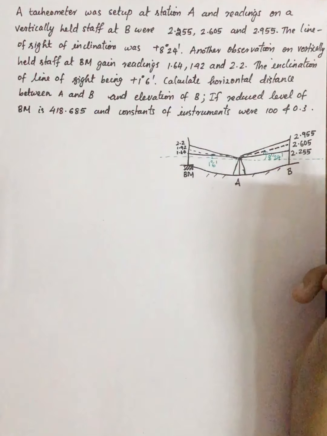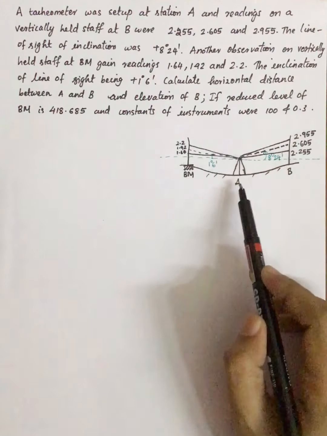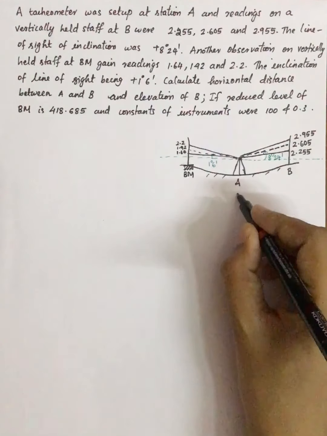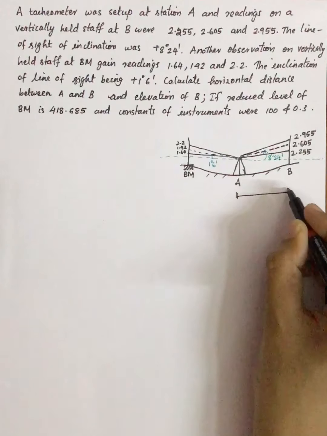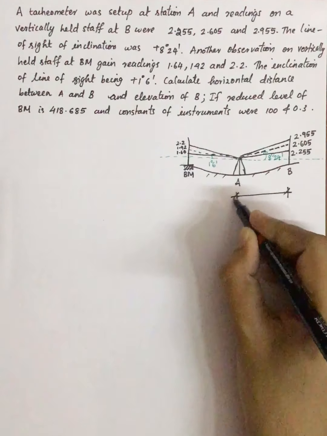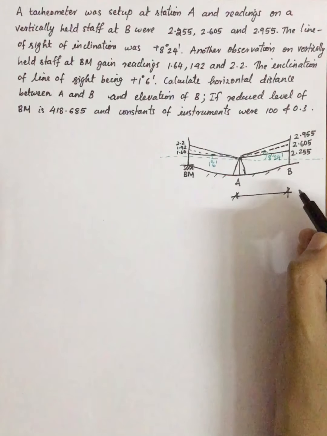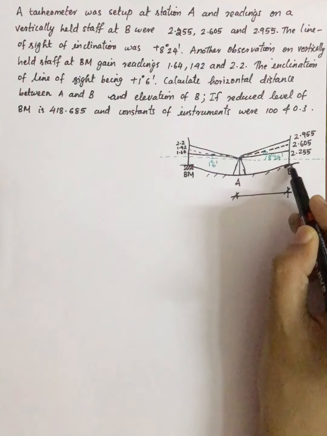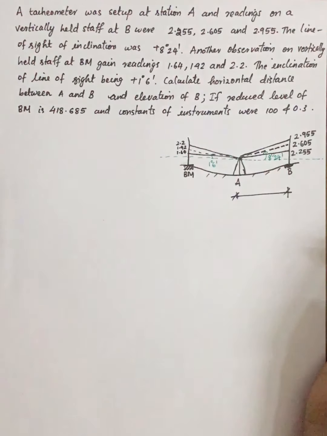Now, they are asked to find what? The distance between A and B, the distance from A to B, and also the reduced level at B.